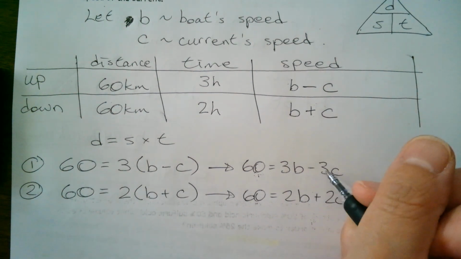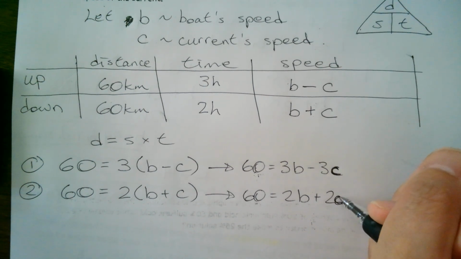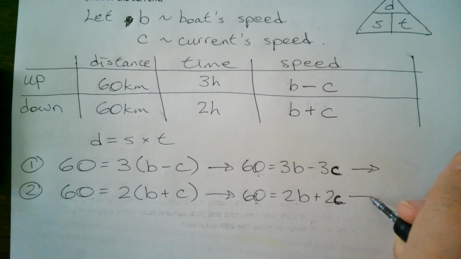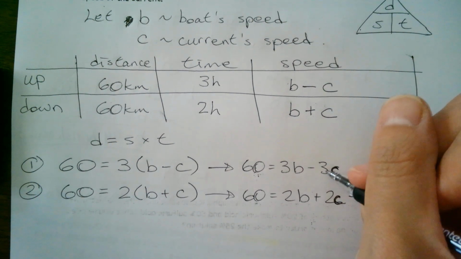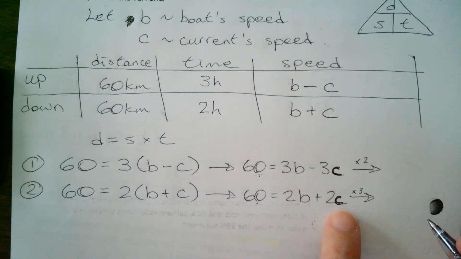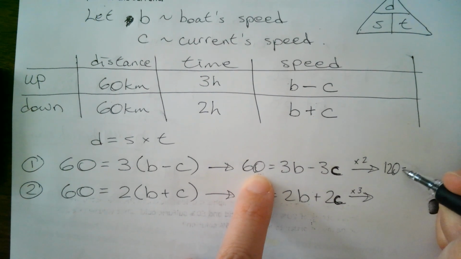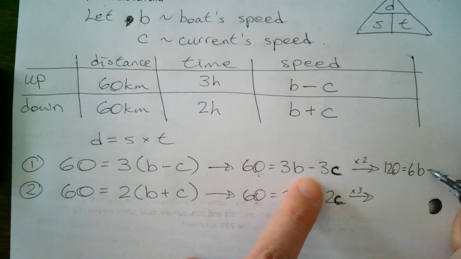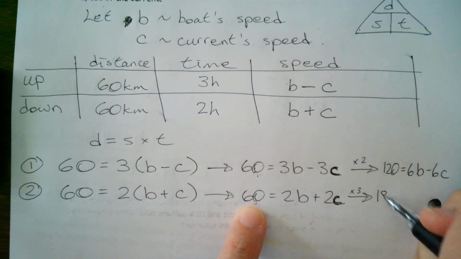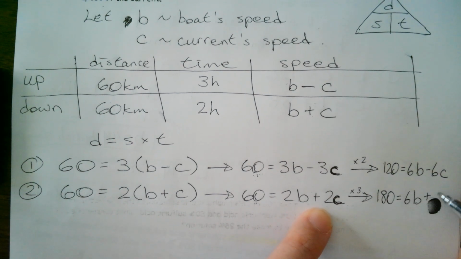So for the sake of the review, let's try to eliminate the C's. I'm going to multiply this equation by 2, and I'm going to multiply this equation by 3 to get the coefficients for the C to match. So 120 equals 6b minus 6c. Times it by 3, so I get 180 equals 6b plus 6c.